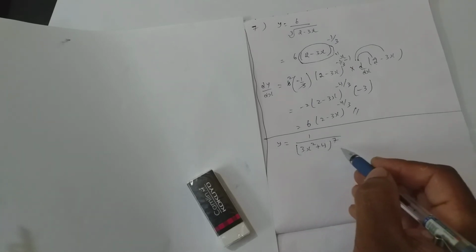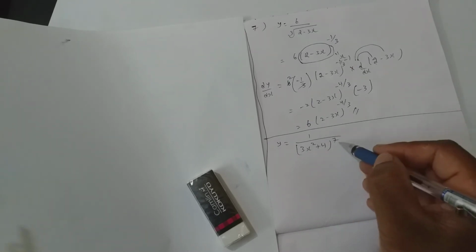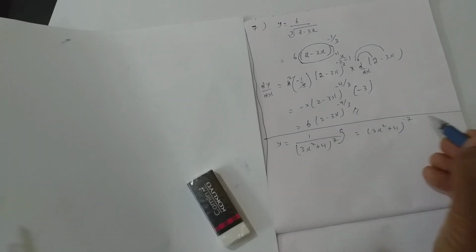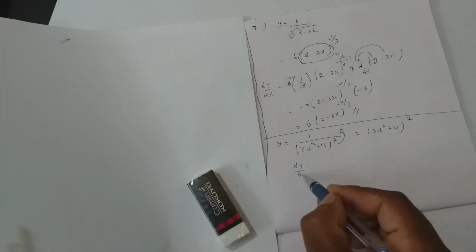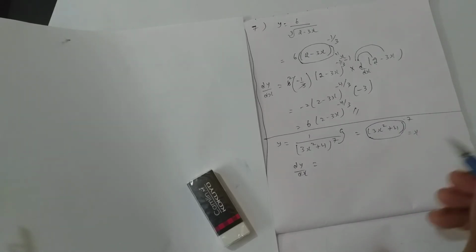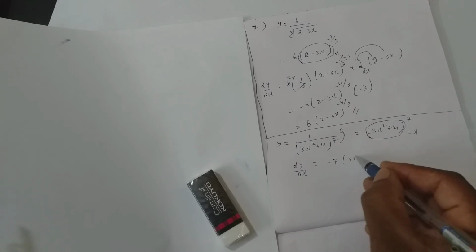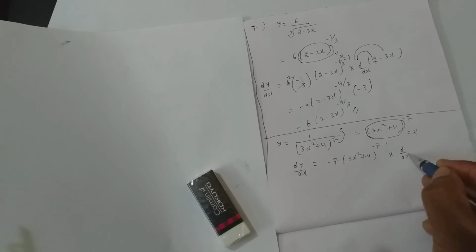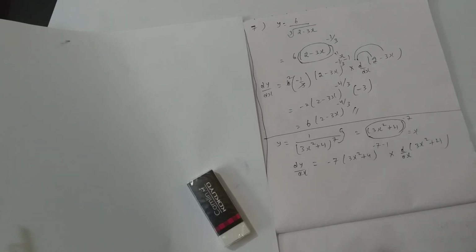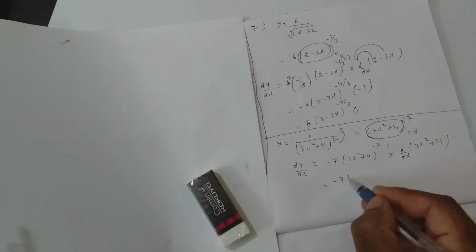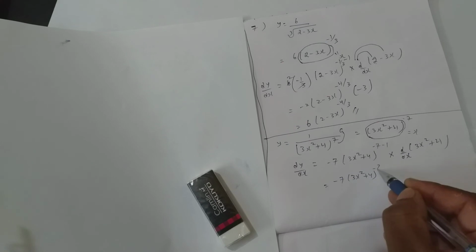Look at another example now. When y equal to 1 by (3x square plus 4) power 7. Directly I cannot differentiate. First this will go up. So it will become (3x square plus 4) power minus 7. Now dy by dx equal to, this entire thing you will assume it to be x. So it is now x power minus 7. So it is minus 7 into (3x square plus 4) power minus 7 minus 1, into dy by dx of, in place of x, whatever you assume, that should be written at last over here. You cannot miss this. So now it is minus 7 into (3x square plus 4) power minus 8.